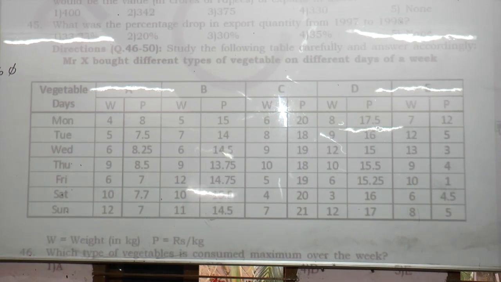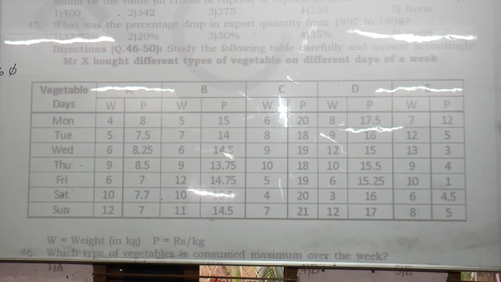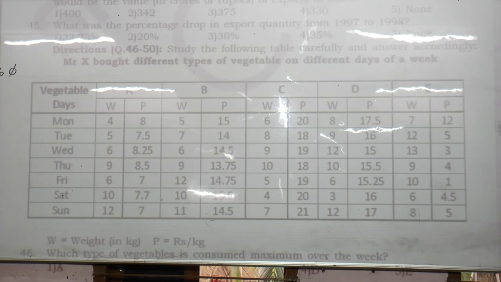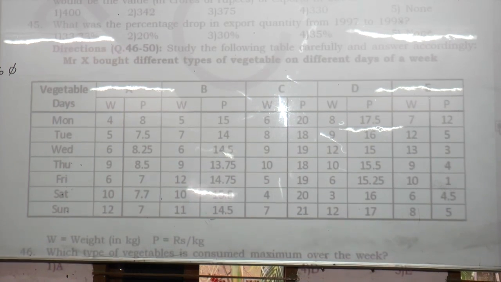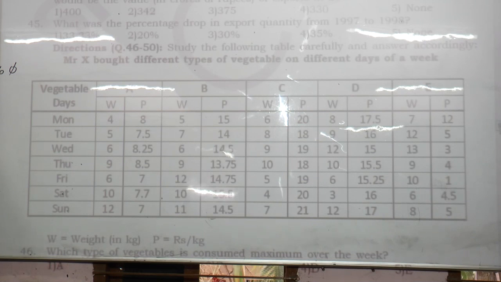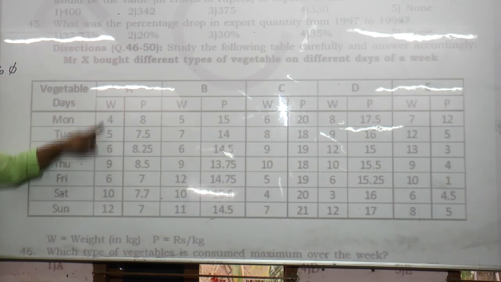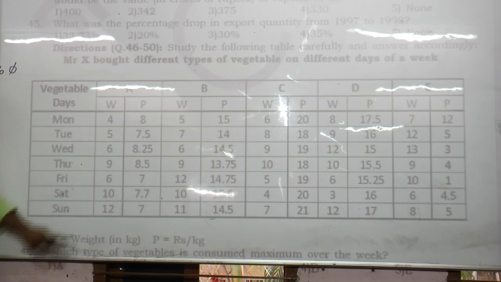Next table. X bought different types of vegetables on different days of a week. First one is weight and the next followed by price. We have 7 days data. Which type of vegetable is consumed maximum over the week? Consumption in the sense you should use more quantity. Need to add everything, right? Yes sir. Look here.